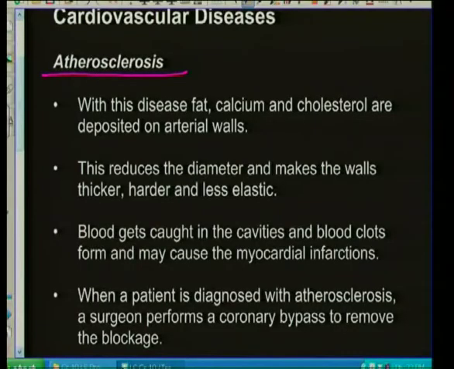Another disease known as atherosclerosis simply means hardening or narrowing of the arteries.